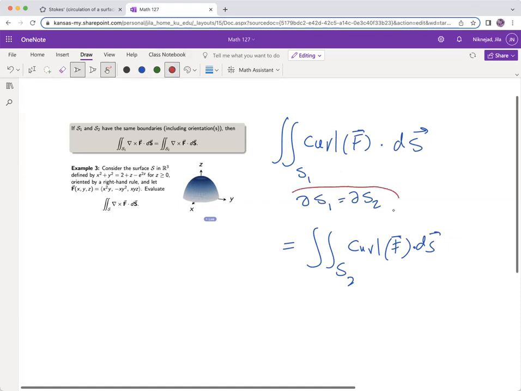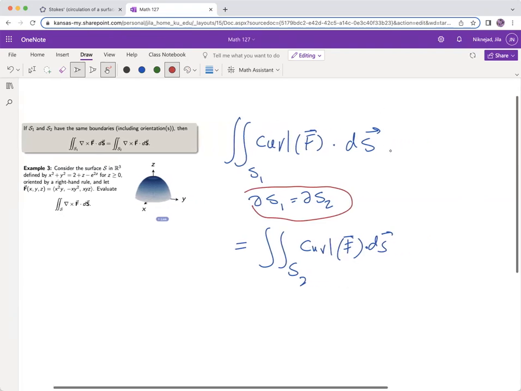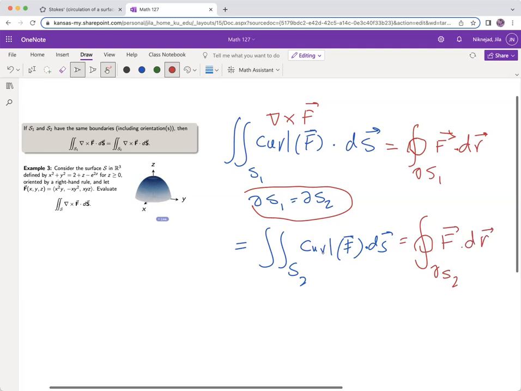So what are we using here? We're using Stokes' theorem. Stokes' theorem says that the surface integral of curl of F dot dS, and if you remember, curl goes with the cross, on S1 is equal to the correctly oriented contour line integral over the boundary of S1 of F dot dr. And here it's also equal to the line integral on the boundary, according to Stokes' theorem. And if the boundaries are the same, the integrals are going to be the same.